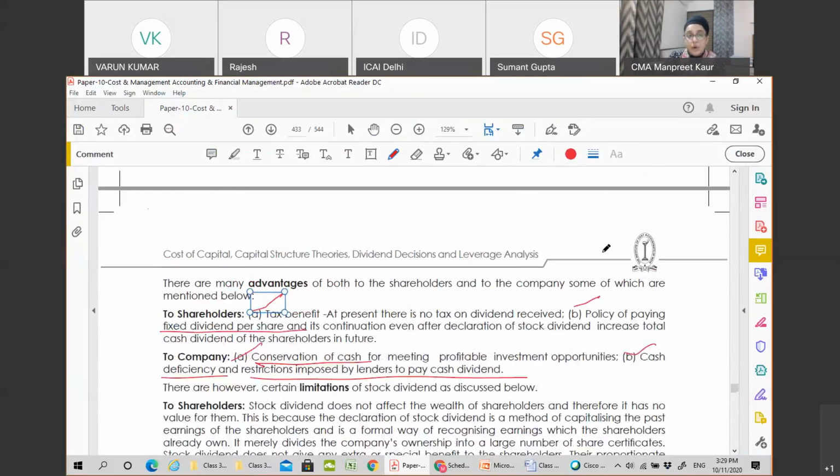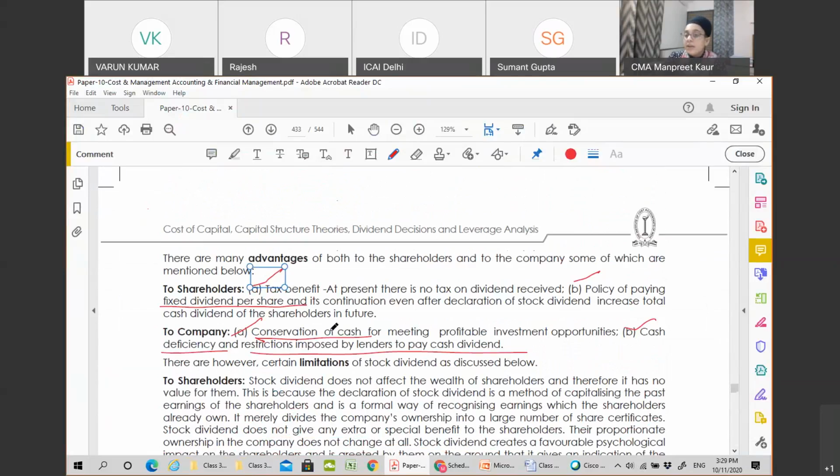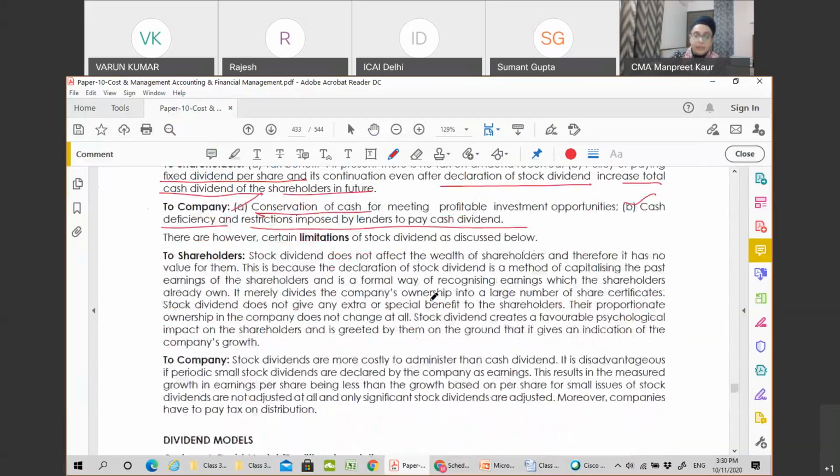Accordingly, stock dividends are, ये हम लोग क्यों देते हैं, स्टॉक डिविडेंड्स के एडवांटेजेस क्या हैं, ताकि हमारा कैश बचा रहे, कैश की डेफिशिएंसी ना हो, शेयर होल्डर्स के व्यू पॉइंट से टैक्स का बेनिफिट मिल जाता है और पॉलिसी ऑफ पेइंग द फिक्स्ड डिविडेंड पर शेयर वो भी हमें मिल जाती है इन कंटिन्यूशन इवन आफ्टर द डिक्लेरेशन ऑफ stock dividend. Increase the total cash dividend of the shareholders in future. Limitations that you will do by your own.